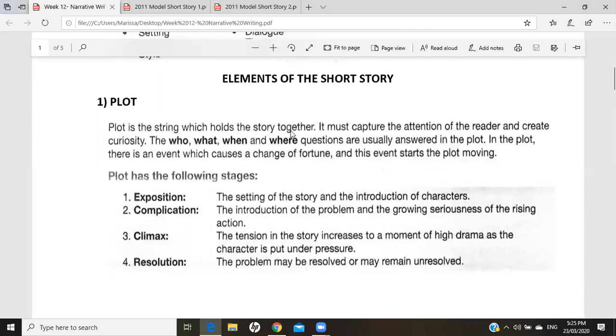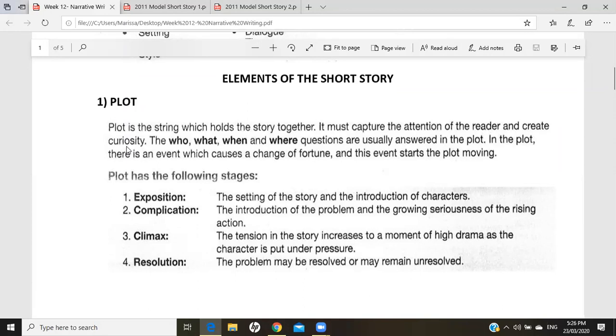So this is by far the most important element of the short story. It's an element that we all need to understand so that when we're writing our story, we can have an excellent plot. Because if you don't have an excellent plot, then your story is not going to be a good story. That's basically the reality of it. If you don't have a good plot, your story will never be good. So it must capture the attention of the reader and create curiosity.